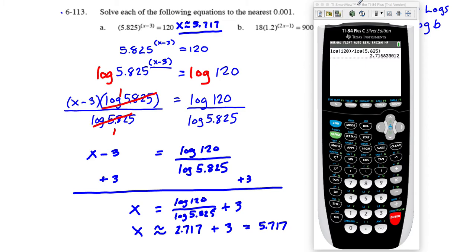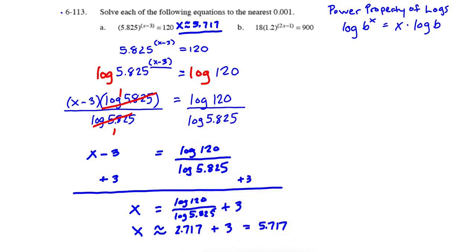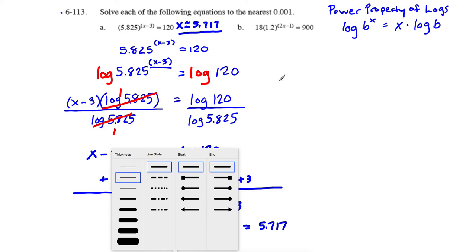So let's go ahead and jump over to problem B. Put the calculator away for a moment here. We've got 18 times 1.2 raised to the power of 2x minus 1 equals 900. As we look at this one, I'm going to recopy it here. Let's do this one in red so it stands out a little bit.